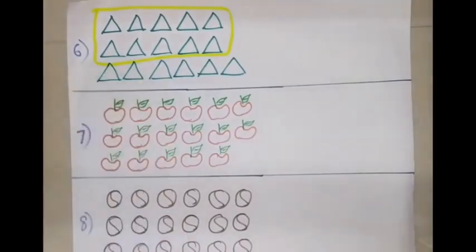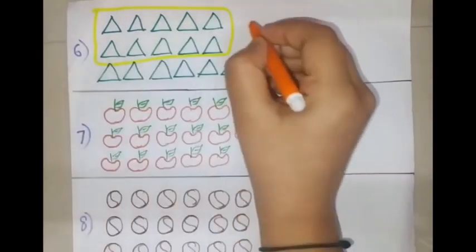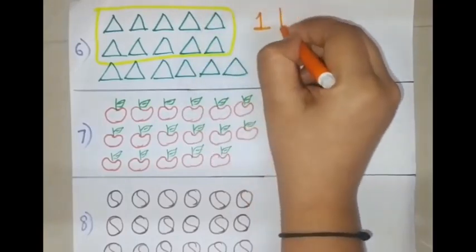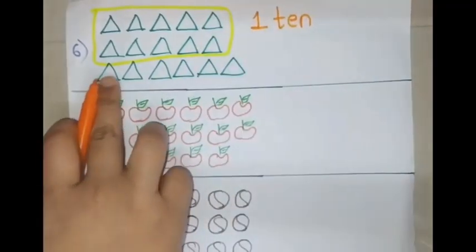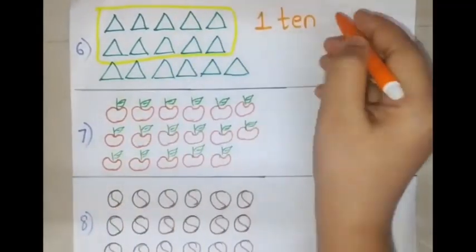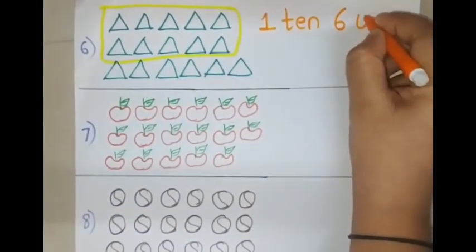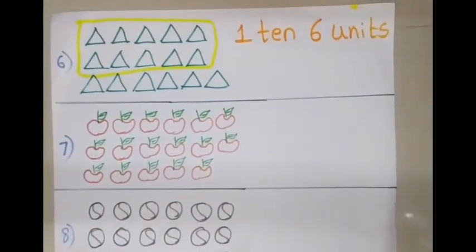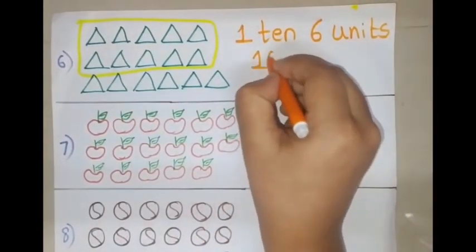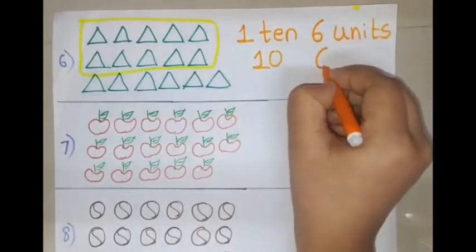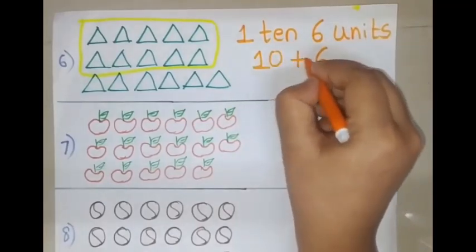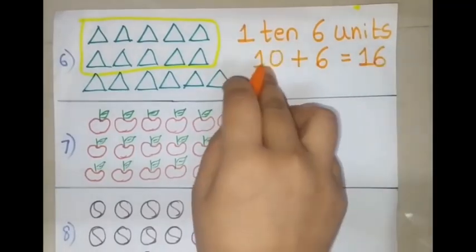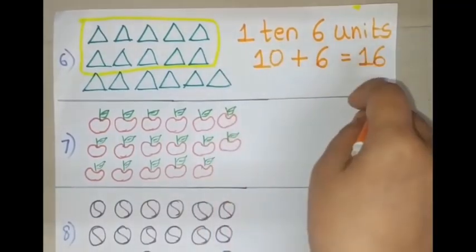Now first what we will do? We will write this one group of 10 this way, 1 ten, and the remaining is 1, 2, 3, 4, 5, 6. We'll write them as 6 units. So 1 ten means 10 and 6 units means 6. So 10 plus 6 is equal to 16. That means 10 and 6 make 16.